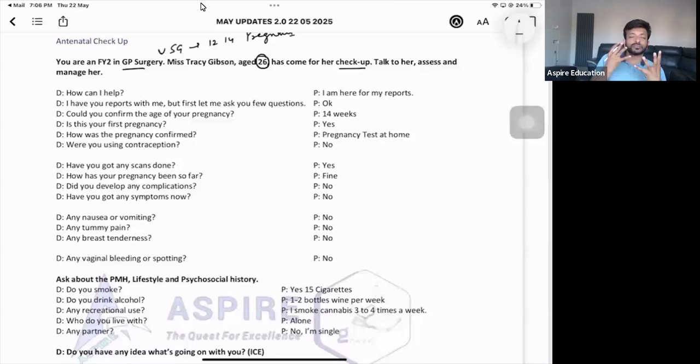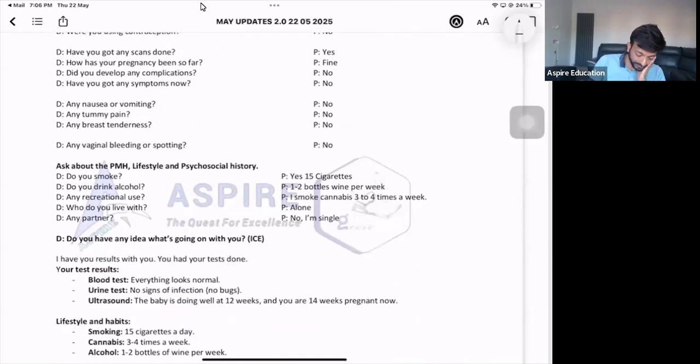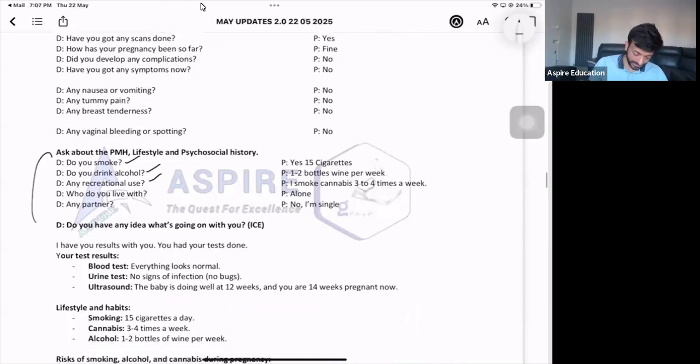Any symptoms of first trimester, any nausea, vomiting, any tummy pain, any breast tenderness, if you've got any vaginal bleeding, all those questions you can ask, right? Now, the thing is, this patient, when you ask about smoking, alcohol, recreational drugs, she's doing everything, actually. She is doing everything, right? So that's the main thing here.